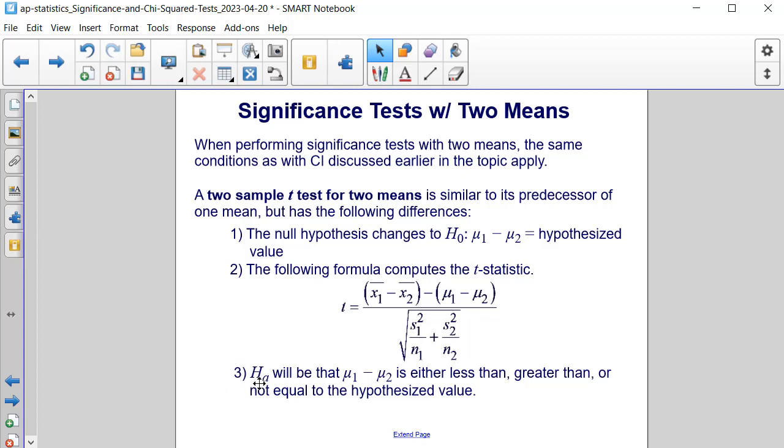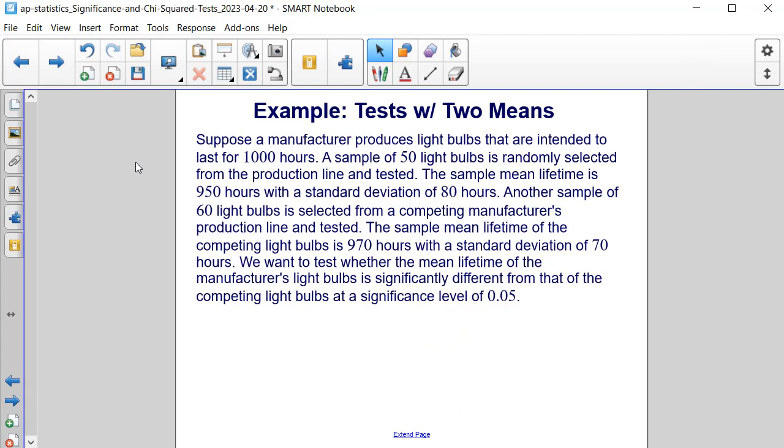And the third condition is that our alternative hypothesis will be that the mean from set 1 minus the mean from set 2, or mu1 minus mu2, is either less than, greater than, or not equal to the hypothesized value. Let's try an example for conducting significance tests with two means.